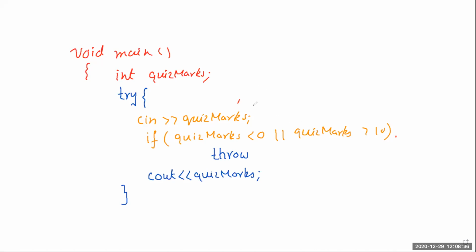So after throw, I can throw any variable. In this program I have only one variable, quiz marks, so I'll be throwing this integer. And this is containing the illegal value of marks which the user has entered. Let me just complete it, and then I understand it may not be very clear to you right now, but when I complete this, then maybe it will make sense.